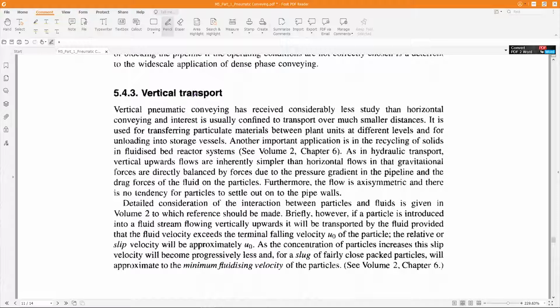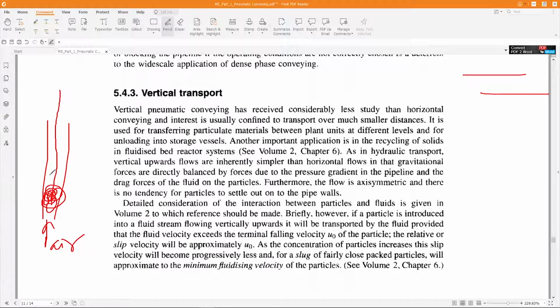Now, vertical transport. Instead of using a horizontal pipe, we are using a vertical pipe, and air is moving in at the bottom, and solid is also fed here. You have to transport solids in vertical transport. So this is similar to fluidization.